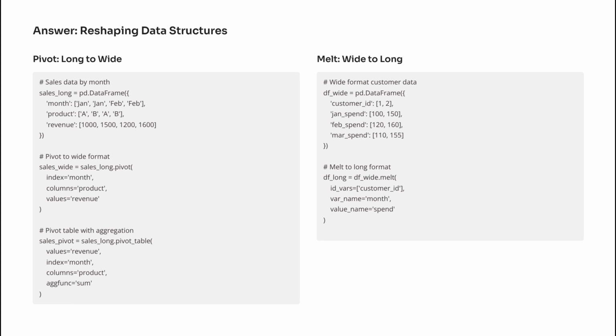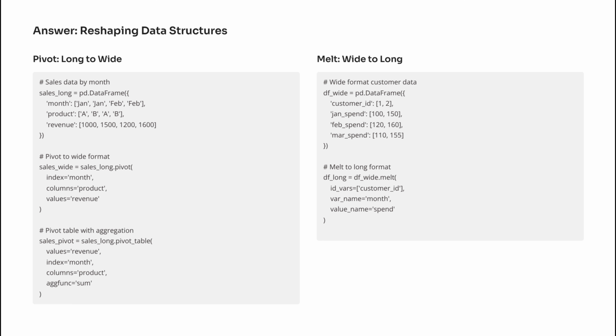Here's how I'd answer this in an interview. I use the pivot function in Pandas to convert long data into wide format, for example, spreading product sales across columns, and I use melt when I need to transform wide data into long format, such as turning monthly spend columns into a single column for analysis. I also use pivot tables when I need aggregation like sum or average. These tools make reshaping large datasets intuitive and efficient in Pandas.